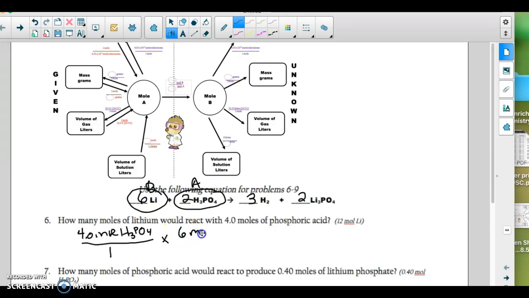So I'm going to put 6 moles of lithium over 2 moles of the phosphoric. This cancels and I'm done. I'm right here and that's what they want. So with significant figures, I have 12 moles of lithium.